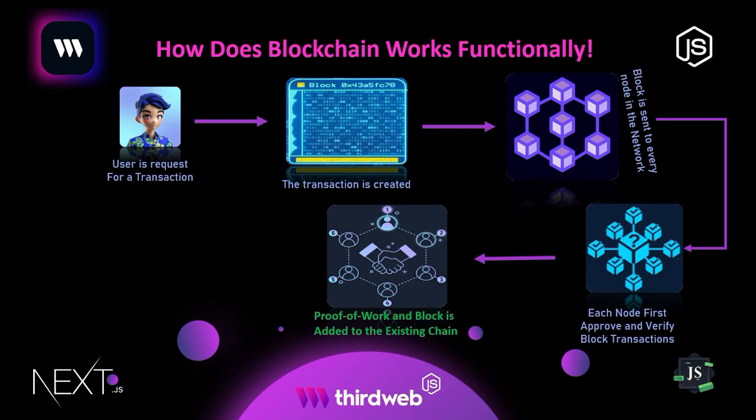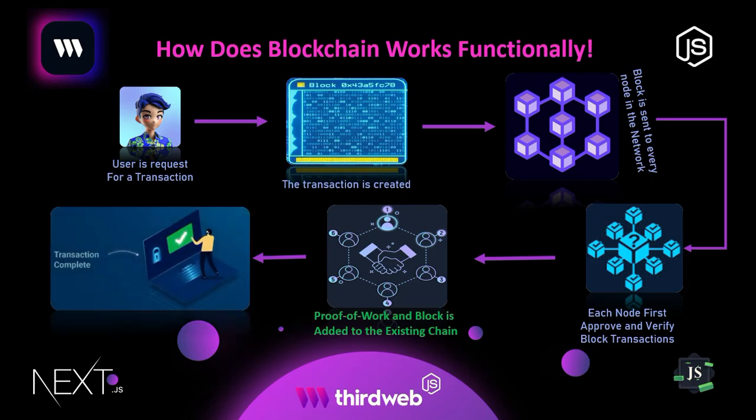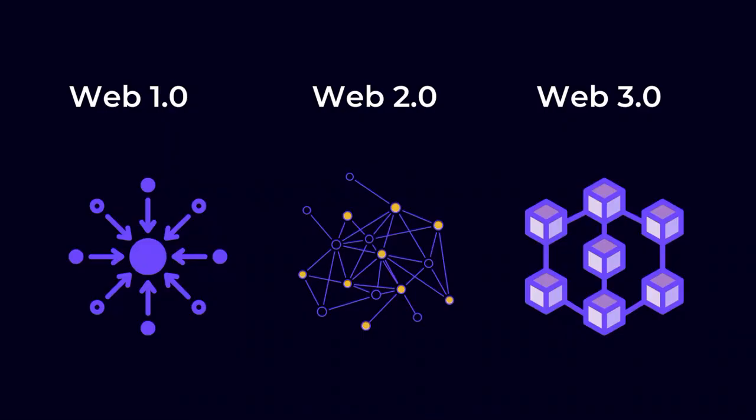When this block is added into the blockchain, a unique contract address, or you can say a unique cryptographic hash, is generated by the blockchain, which signals the success of the transaction completion. That's how a blockchain works. Maybe you now clearly see how a blockchain works. Okay, and that's it. This is a clear difference between Web 1, Web 2 and Web 3.